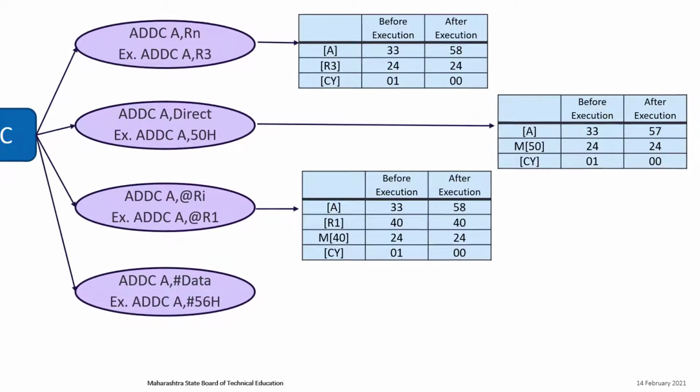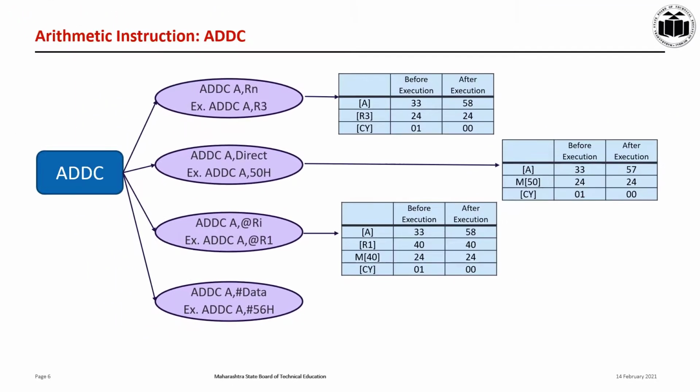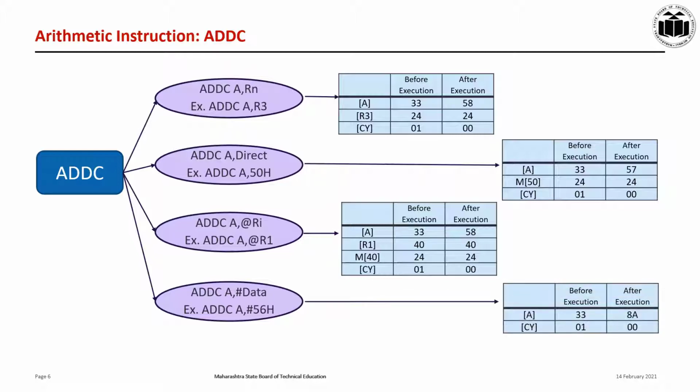ADDC A, #data. This instruction adds immediate 8-bit data given in the instruction and the content of carry flag to accumulator and stores the result in accumulator. For example, if immediate data given is 56H and carry is 1 and accumulator contains 33, so 33 will be added to 56 considering carry flag and the result 8A will be stored in accumulator.